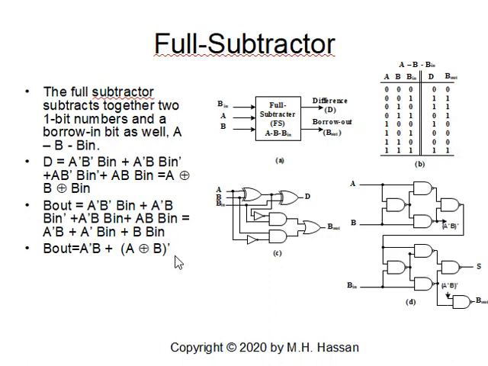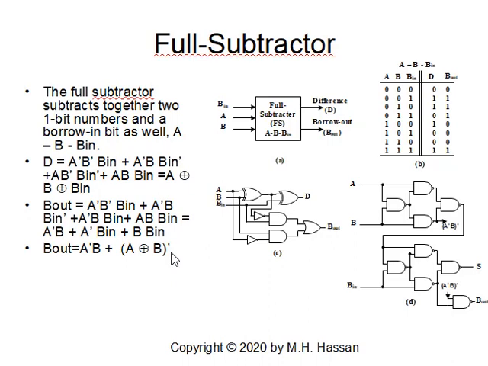Okay, and by simple Boolean algebra manipulation, we'll find B out is A prime B or the exclusive NOR of A and B. So A exclusive NOR B. And by doing this, we defined D and B out.